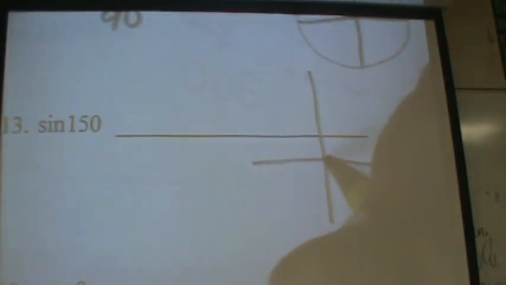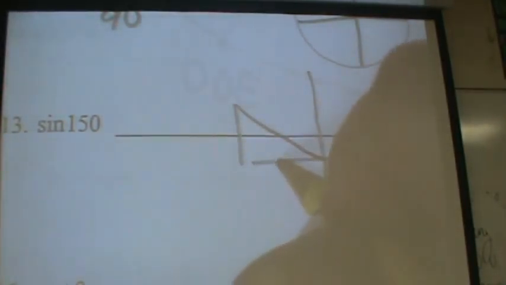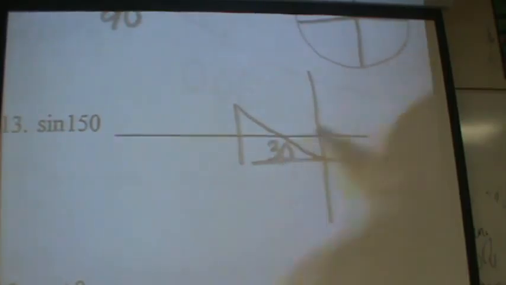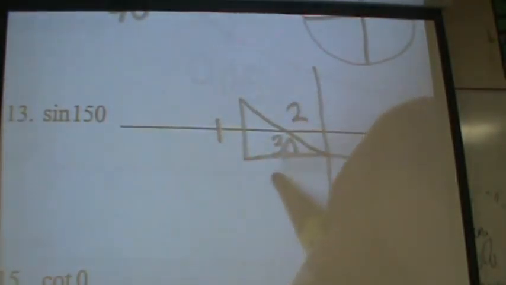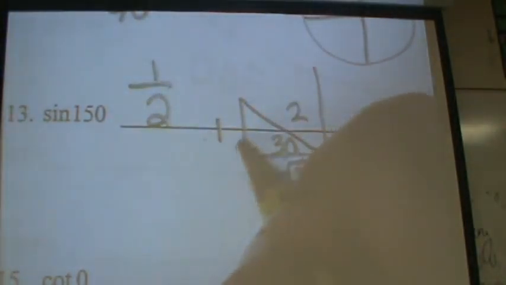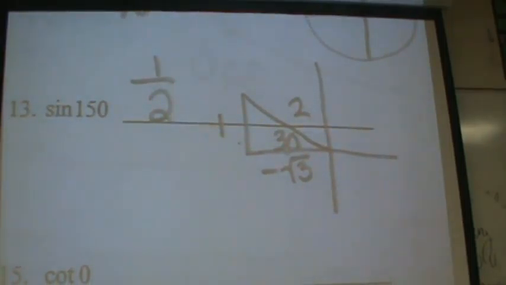Where's 150 degrees? It's in quadrant 2. It makes a 30 degree angle with quadrant 2. So this is 1, 2, and this is negative root 3. So the sine of 150 would be 1/2. Opposite over hypotenuse.